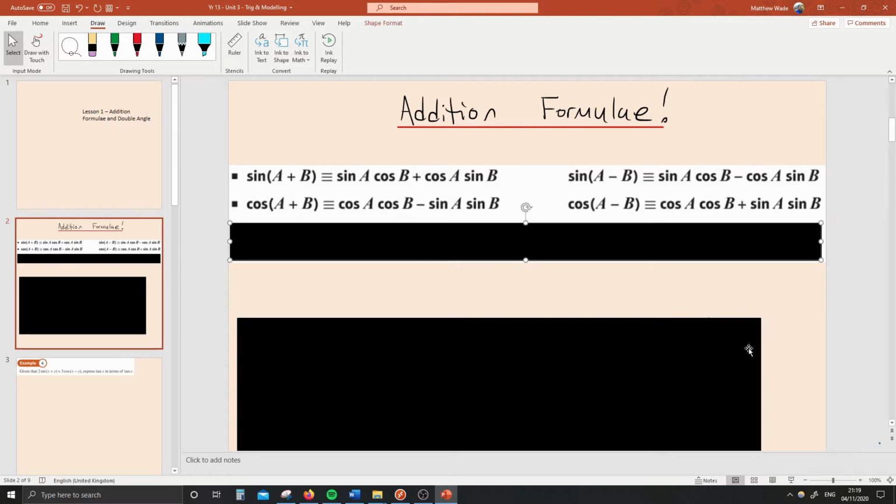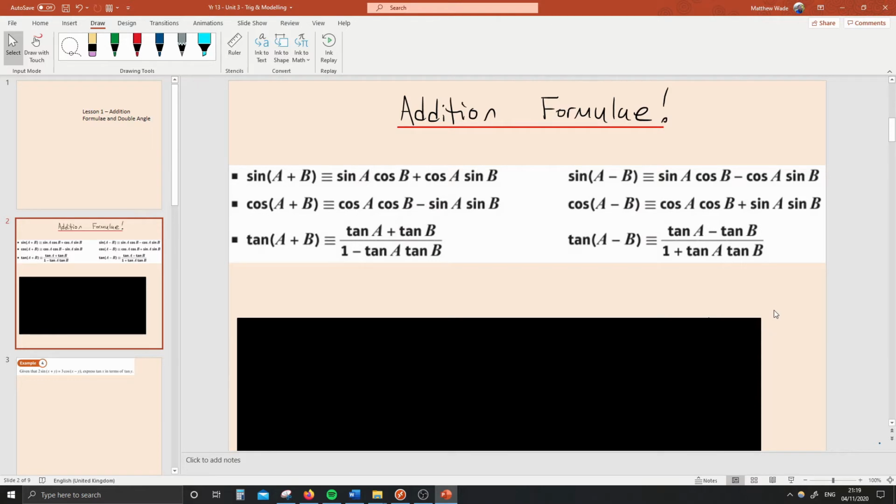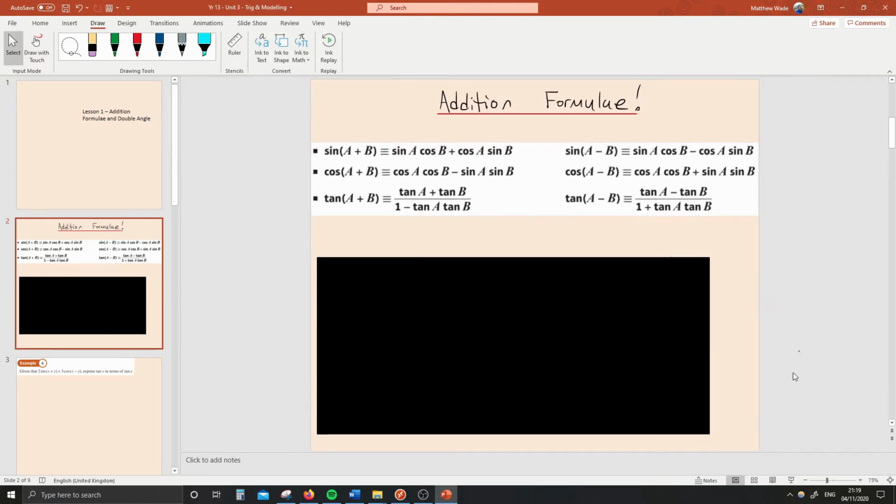And finally, our monstrosity that you've always looked forward to, tan, of course, being the awkwardest of all of the trig ratios, awkwardest formulas too. So there they are, our lovely addition formulae, all 6 of them. So now you've got so many trig identities, my lovelies. I bet your head is spinning.